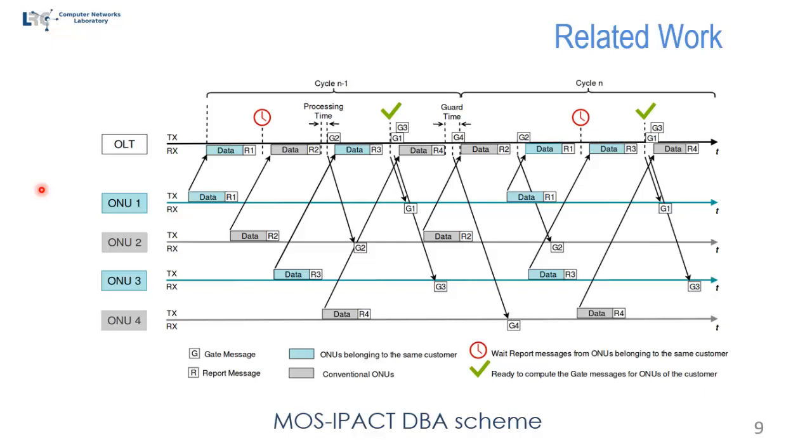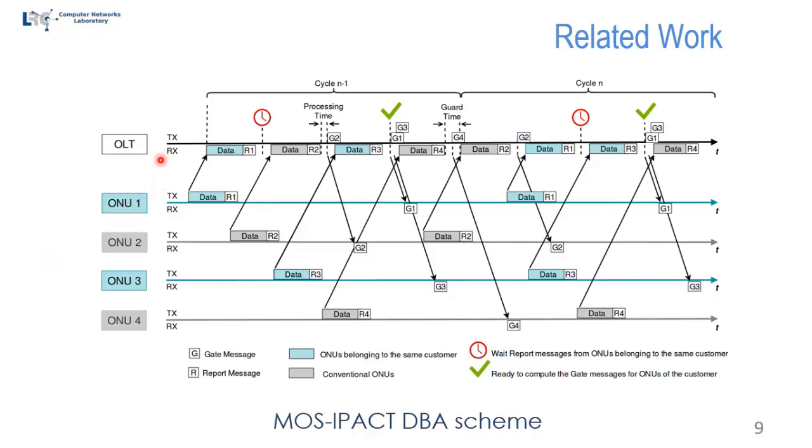On the other hand, the most recognized DBA algorithm for EPON is the interval polling with adaptable cycle time, known as IPAC, which guarantees bandwidth to individual ONUs according to a service level agreement. Moreover, a mechanism to guarantee bandwidth to a group of ONUs of the same customer, known as a multi-ONU customer, was proposed by the authors of this paper. This mechanism, called MOS IPAC, allows the sharing of unused bandwidth among ONUs of the same multi-ONU customer.